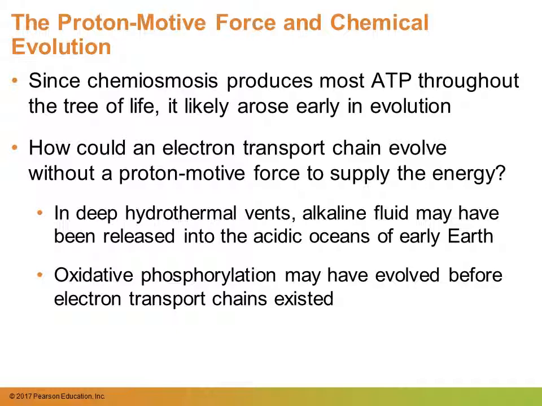Chemiosmosis is another way to describe the use of protons to produce or synthesize ATP. In your book, it says that this must have occurred early in evolution. And this is a turning point, because there would be no such thing as multicellular organisms if we did not have cellular respiration, because fermentation can only produce 2 ATPs per 1 molecule of glucose.